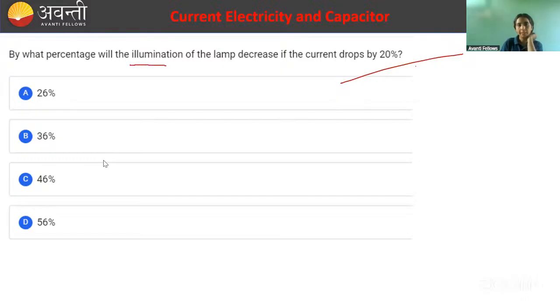Illumination of lamp will depend on what? It depends on what power it is consuming, right? Illumination means glow. It means how bright it is, right? So illumination of lamp means we are talking about power.